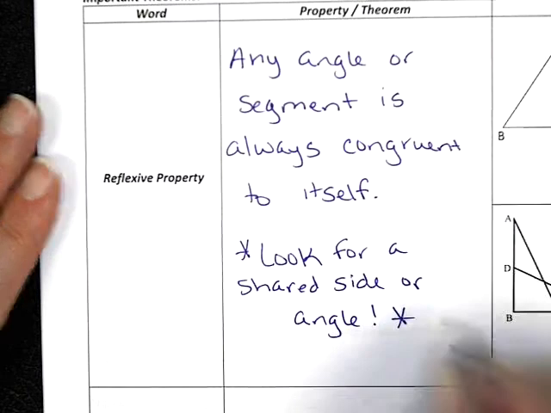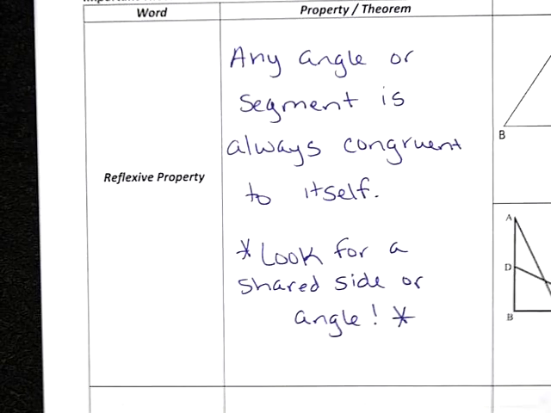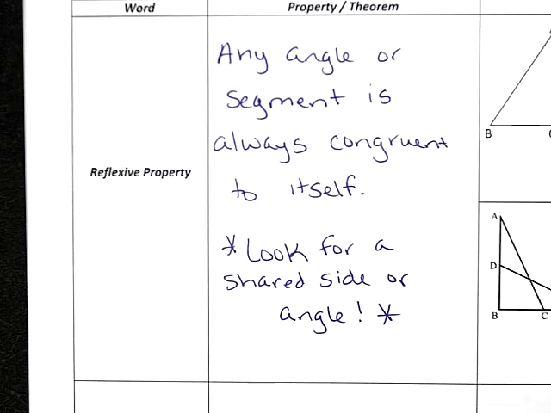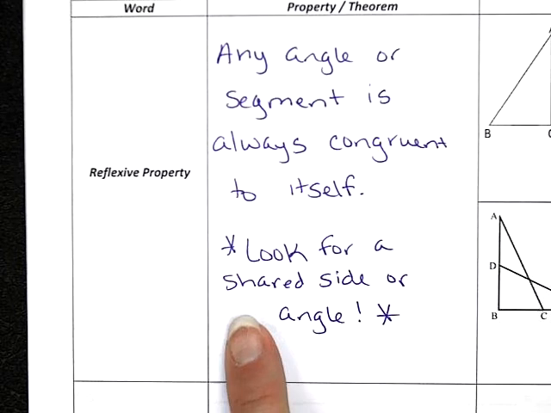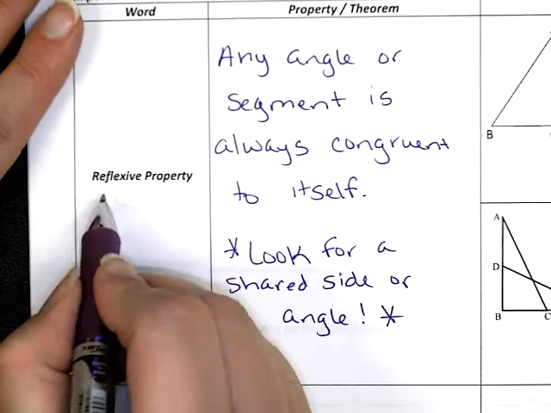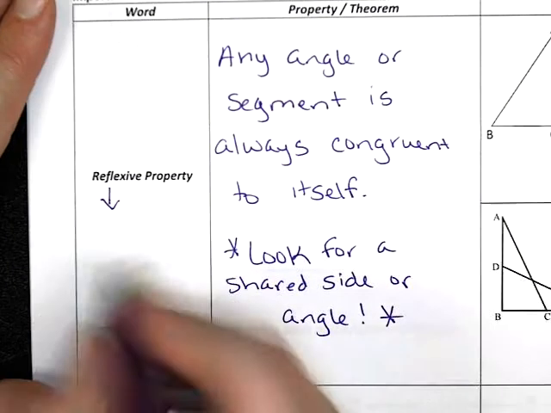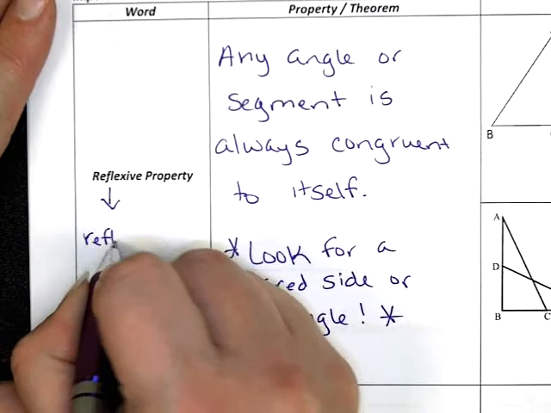Okay, I know some of you know that the direction we are headed is that we're going to start proving triangles congruent. In order to do that, we have to have certain sets of congruent statements, okay? So sometimes we might use the reflexive property to get us there. So we always want to look for a shared side or a shared angle. Reflexive property, think about your reflection, okay, in a mirror.